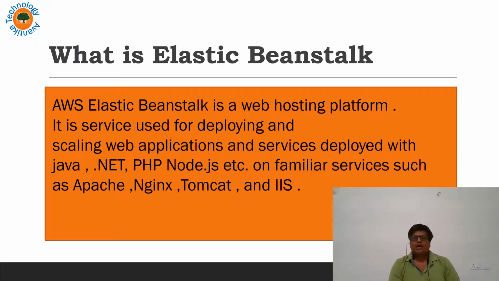So AWS Elastic Beanstalk is a web hosting platform. It is a service used for deploying and scaling web applications developed with Java, .NET, PHP, Node.js, etc. on familiar servers such as Apache, Nginx, Tomcat and IIS. So basically, it's a web hosting platform.